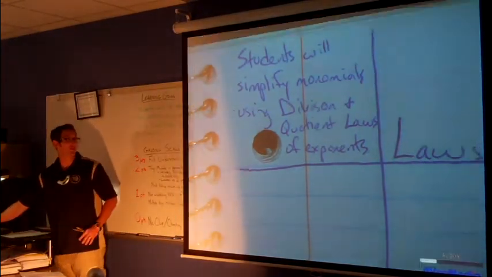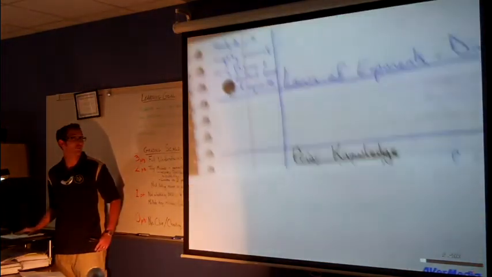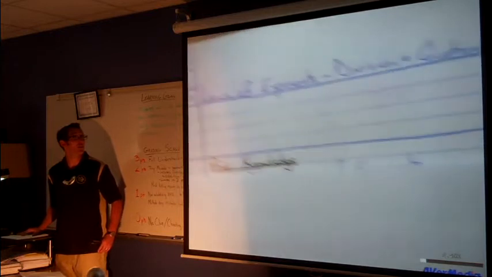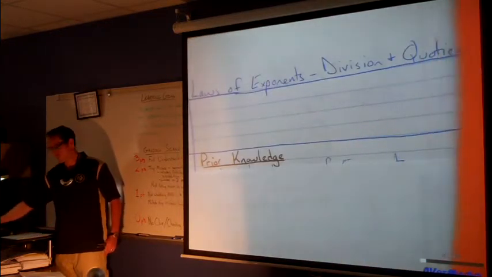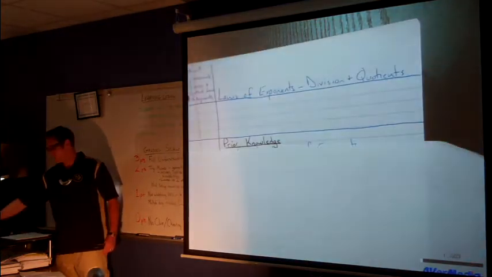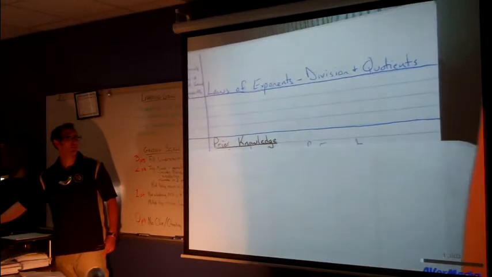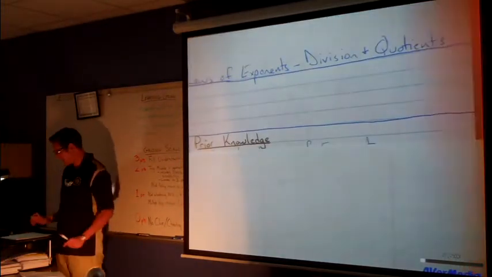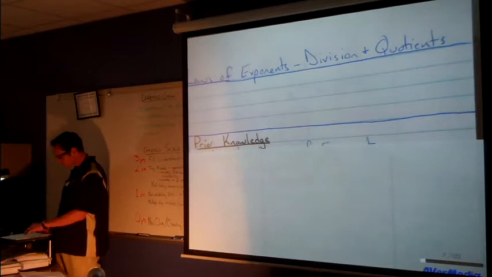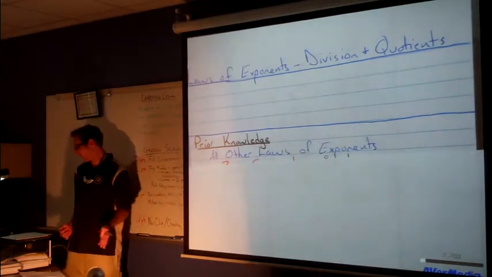Just as normal, we're going to go over the prior knowledge that we must have in order to be successful with the new information that we're going over. So we're continuing with laws of exponents. The title of this section is Division and Quotient Rules. The prior knowledge we need is basically all the other laws of exponents.